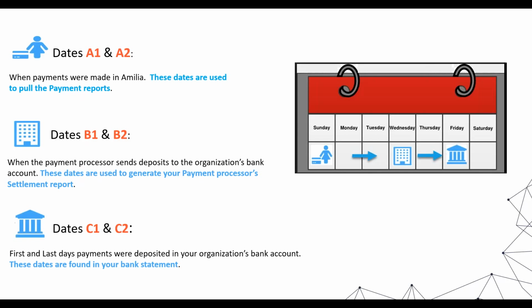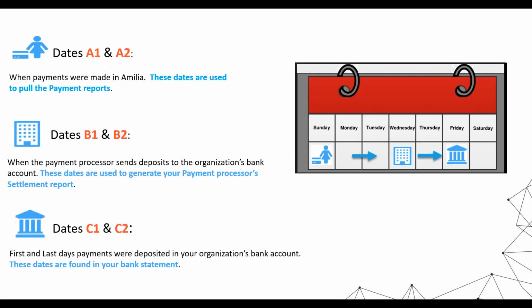Chronologically, we're going to start with our A1 and A2 dates. So these are the first and last dates that the payments were made in Amilia that are included in your bank statement. You can use these dates to pull your payment reports directly from Amilia. Then you have your B1 and B2 dates. These are the dates that your payment processor sent the money to your bank account. You'll use these dates when pulling the payment processor settlement report, also from Amilia. Keep in mind, this report will only be found in Amilia if you're using PaySafe. Otherwise, you may need to log directly into your payment processor account and access this report directly.